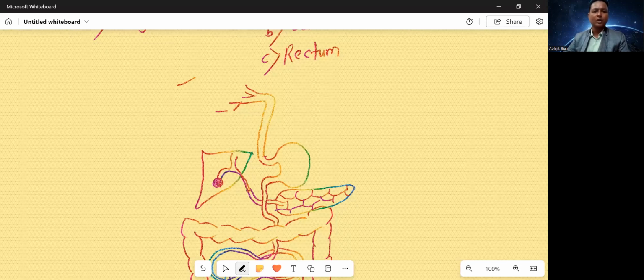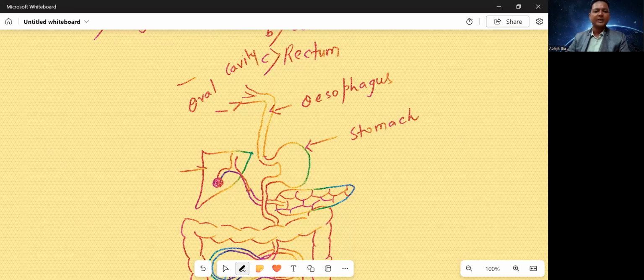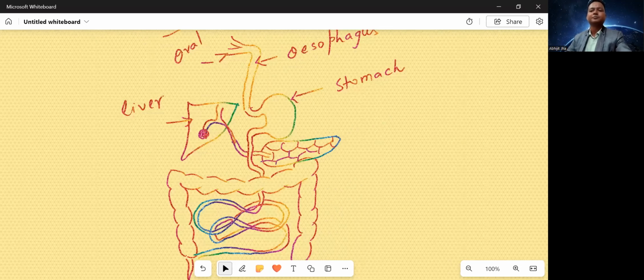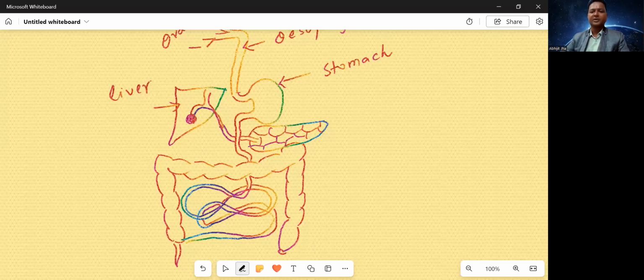This first part is known as the oral cavity. Then over here, we have the esophagus. Then over here, we have the stomach. This one is known as the liver, the largest exocrine gland in the case of humans. This part is known as the pancreas.